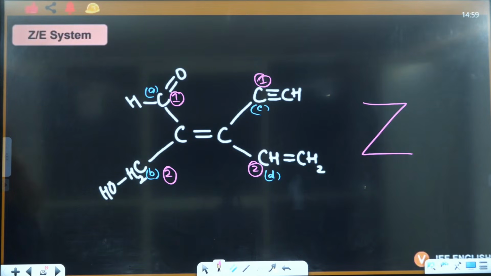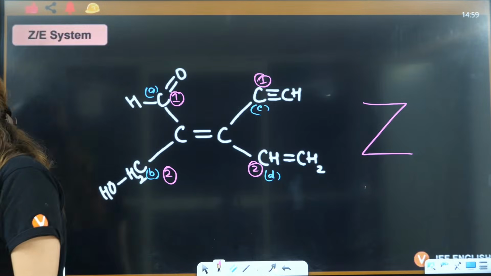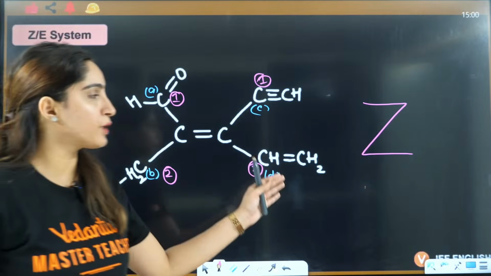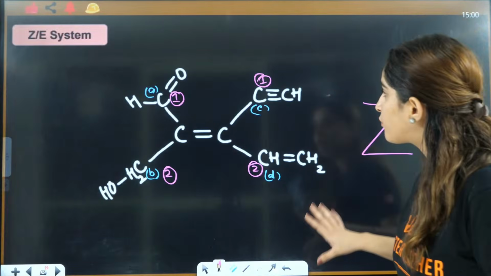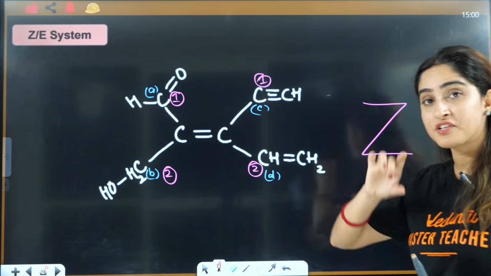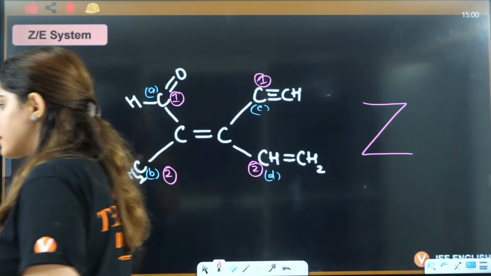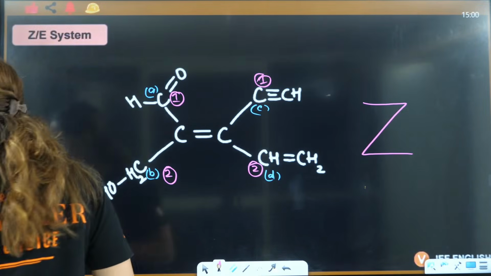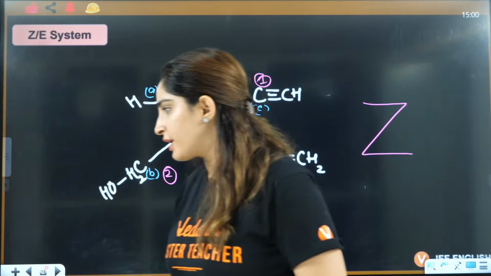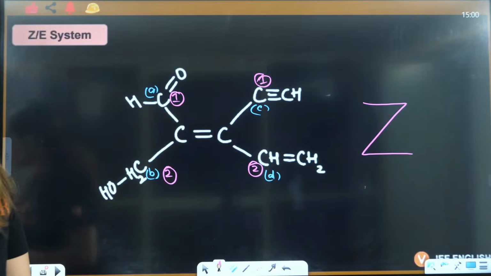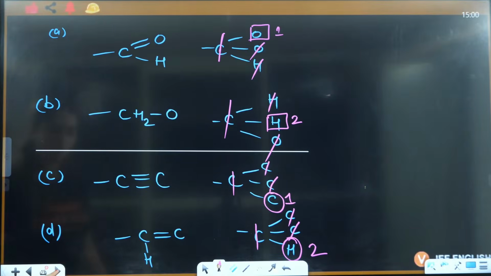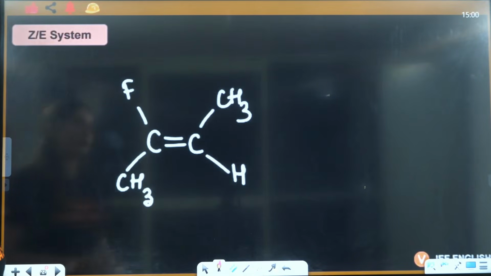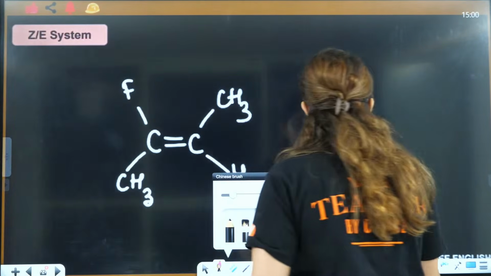Everyone, do let me know if that is clear to all of you or not. What we are doing is EZ configuration based on single bonds and double bonds. This is how we are going to do it, right? This is Z, definitely, that is correct Abhishek. Very good. Now let's talk about some more questions here. Okay, this one, let's talk about this one.